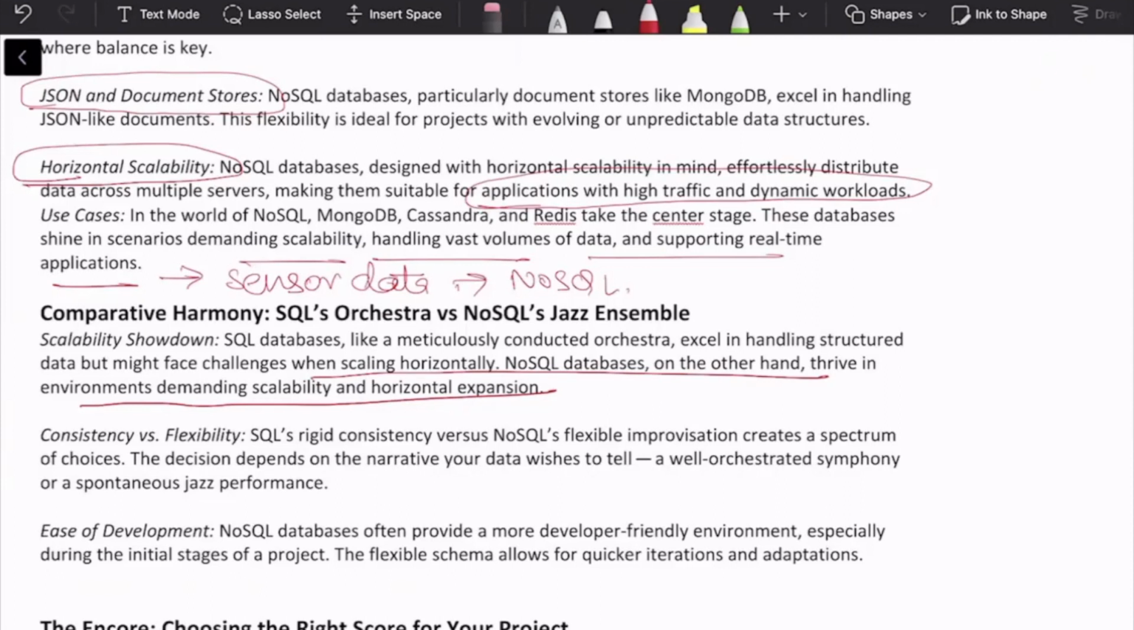The second difference is consistency versus flexibility. The SQL database is more rigid in terms of its consistency since it follows the ACID properties, whereas the NoSQL database is eventually consistent. You can ingest data at a much higher scale and in a much more flexible format, which makes it a better choice for ingesting this data. The third thing is the ease of development. Since it's flexible, a NoSQL database provides a more developer-friendly environment in the initial phases of the project. But as the data grows, there is huge maintenance because you have to maintain a big cluster, and that's where the NoSQL database becomes more maintenance heavy.